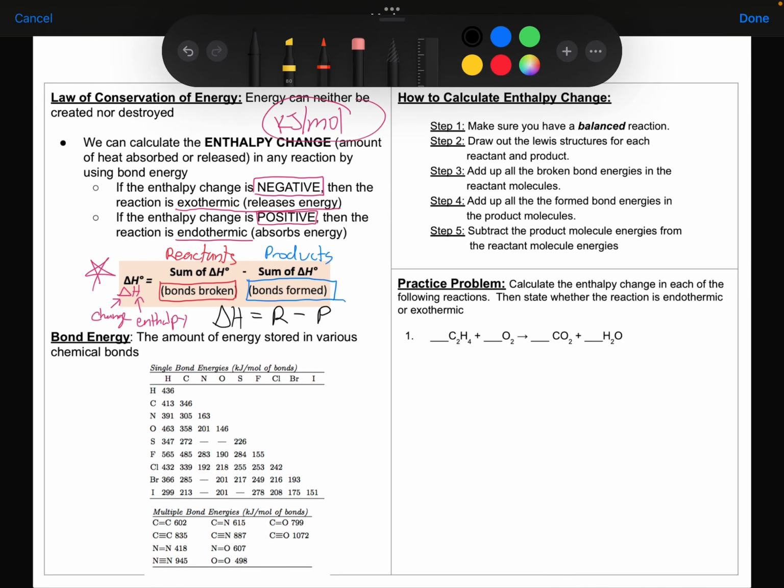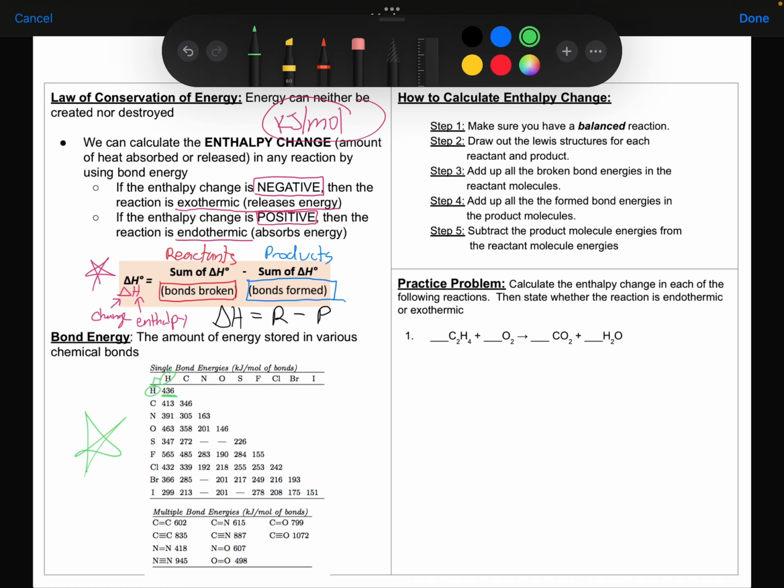So down here, we've got a cool table. And that cool table is a list of bond energy, or more accurately, bond enthalpies that are stored in various chemical bonds. And we talked about on Monday that chemical bonds store potential energy. And so these values in this table are the energy or enthalpy values for various bonds. So for instance, if I was talking about an H-H bond, so a hydrogen bonded to another hydrogen, that value would be 436 kilojoules per mole.